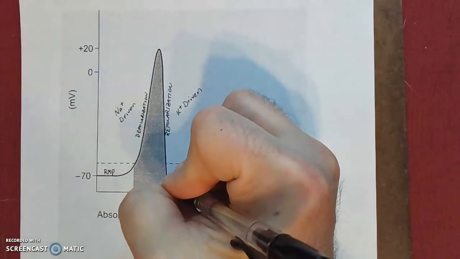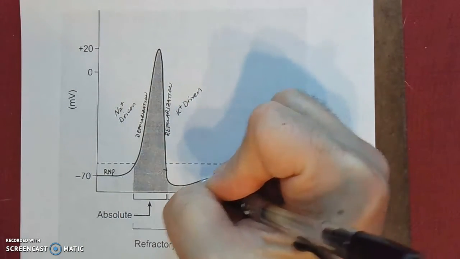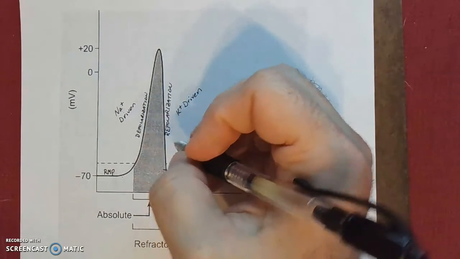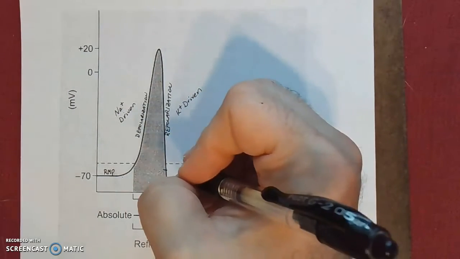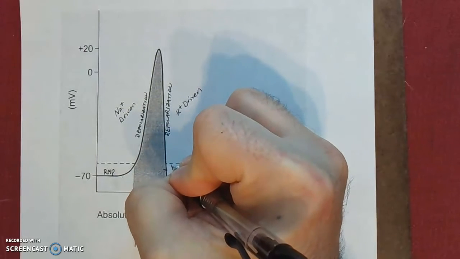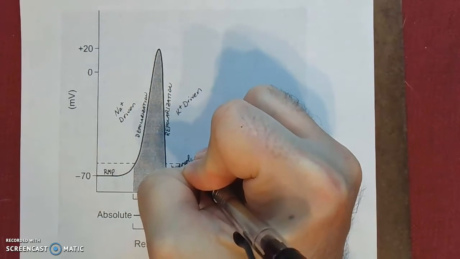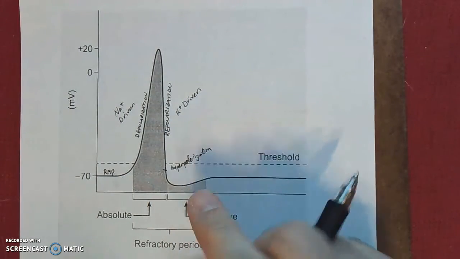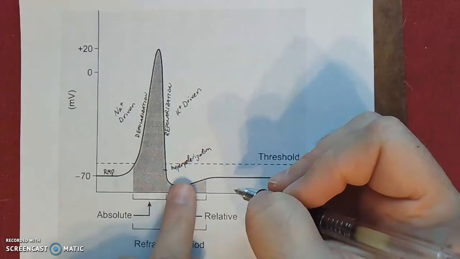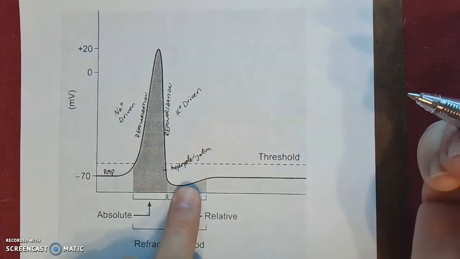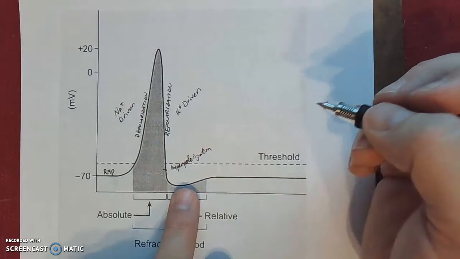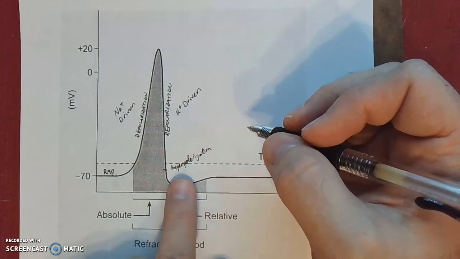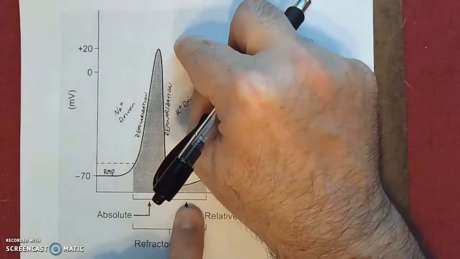So once we come down to this point, when we're down below the resting membrane potential, this little part right here is our hyperpolarization. And sometimes this area right here is called after hyperpolarization, but I'm not really going to require you to know that. So once we get down past here, we end up with hyperpolarization. We go below, we make this difference a lot bigger.